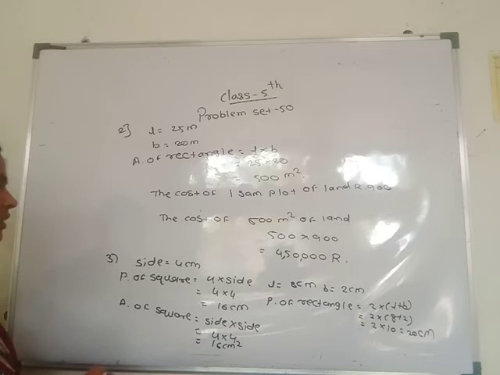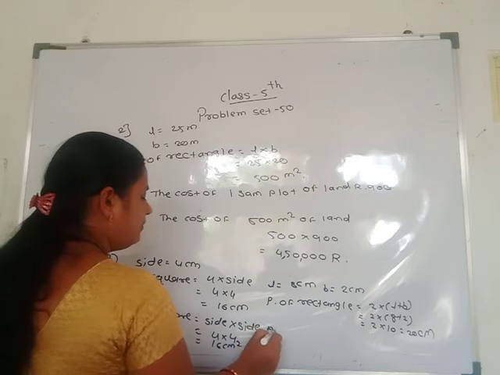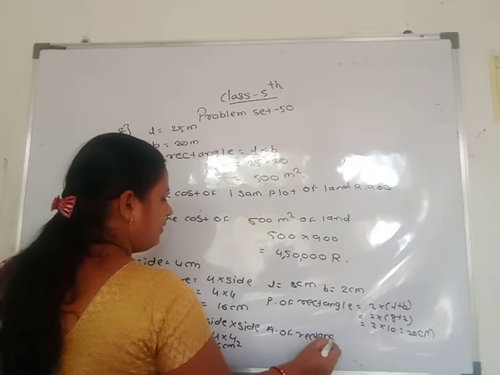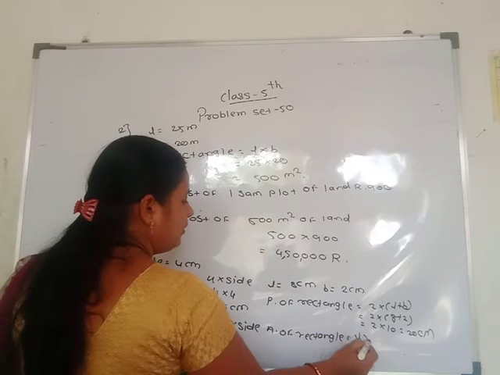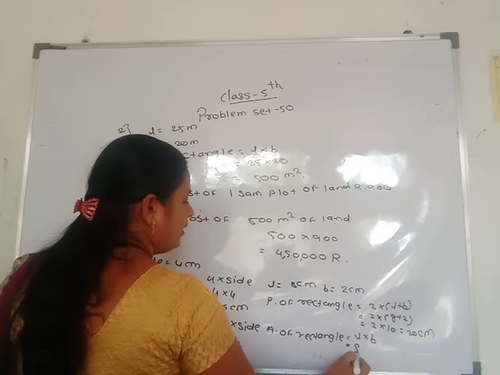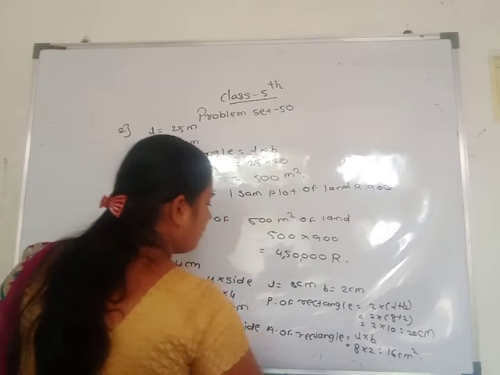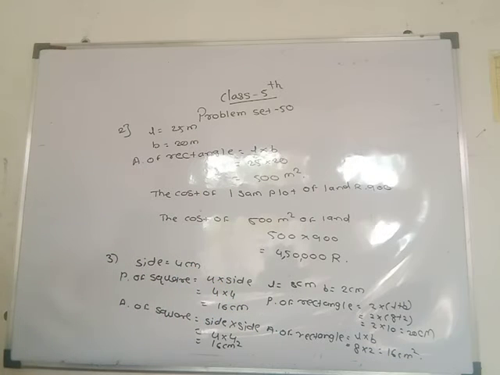Then you find out the area of the rectangle. Formula: L into B. Then 8 into 2, 8 twos are 16 cm square. The area of this rectangle is equal to 16 square centimeter. Then the fourth question, see.